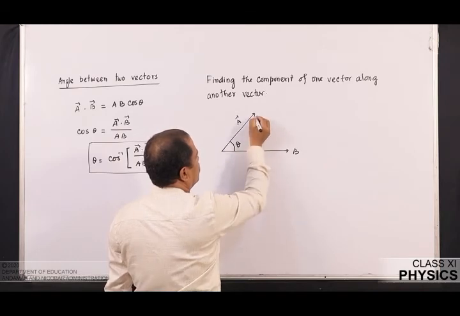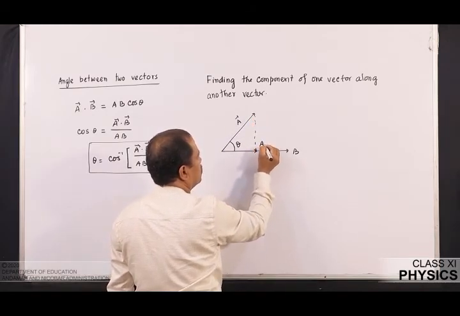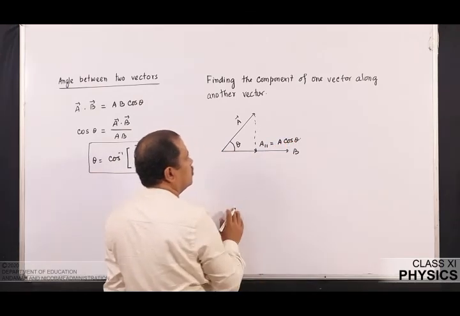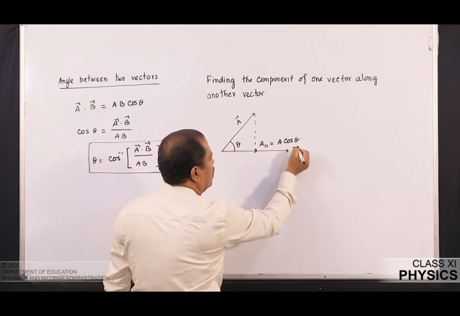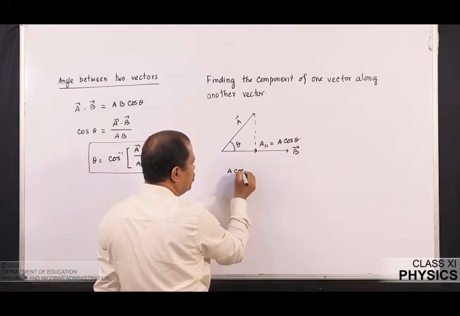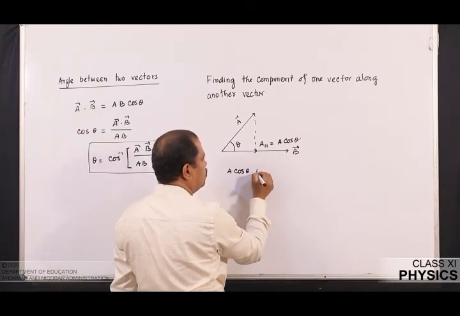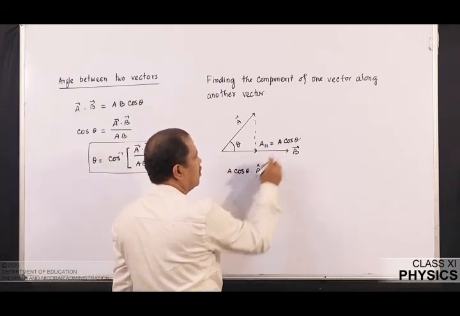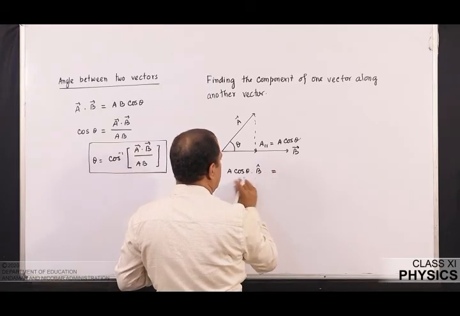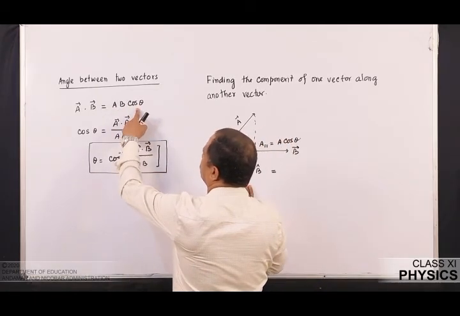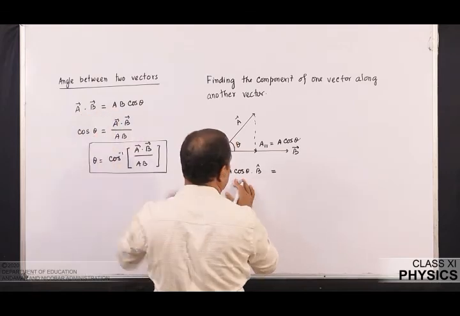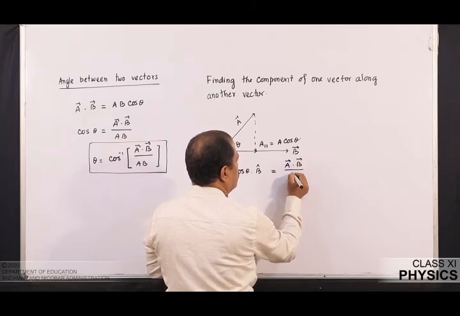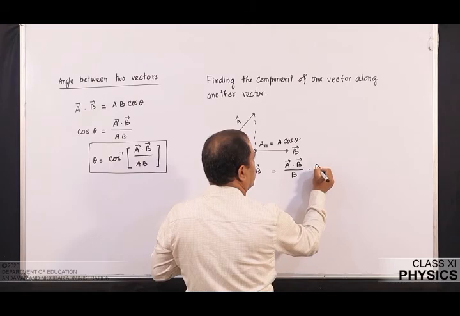So the component of A along B, the parallel component, is nothing but A cos theta. So A cos theta is the magnitude, and along B I am going to multiply the unit vector of B. This is going to give me the direction along B. So this is the component of A acting along B. Now A cos theta can be written as A dot B upon magnitude B, into unit vector B.